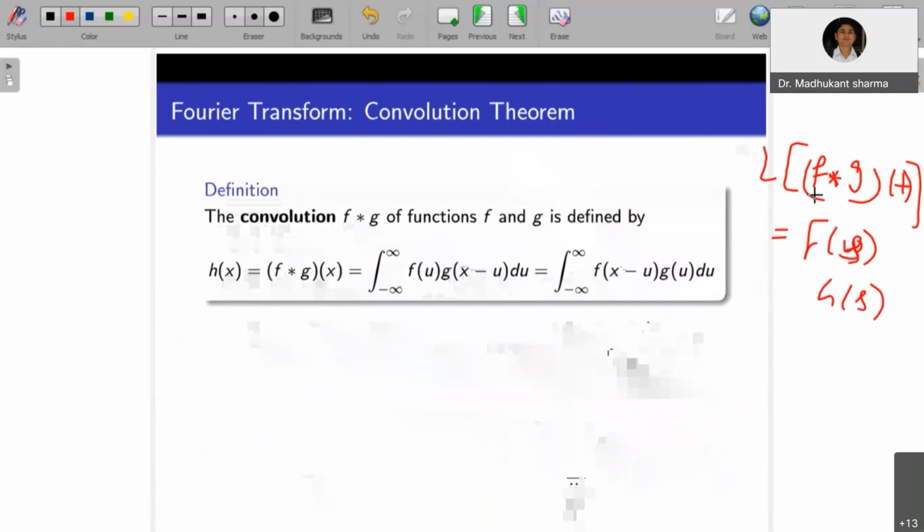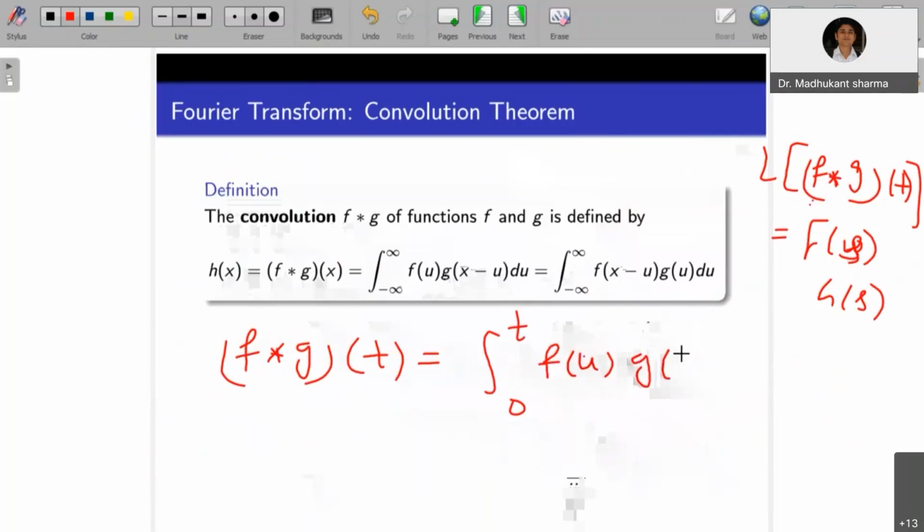And there the convolution definition was different from this. If I recall, the convolution f star g in the case of the Laplace transform was the integration from 0 to t of f of u g of t minus u du, if you're able to recall. But here it is different. So don't take both definitions as the same. The convolution here is different.